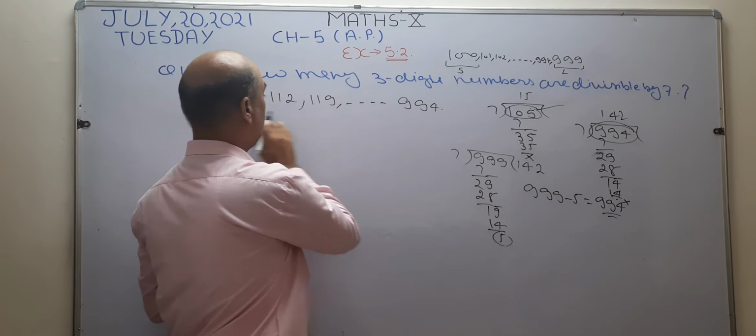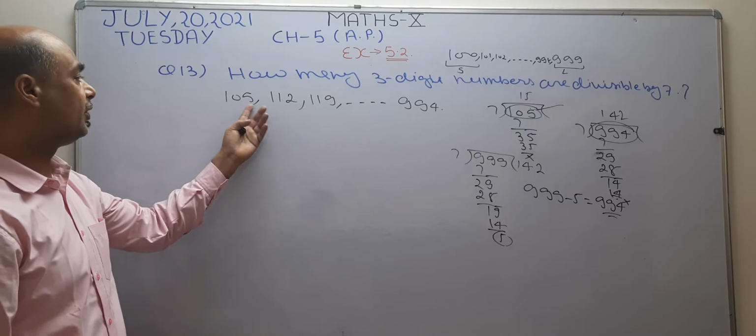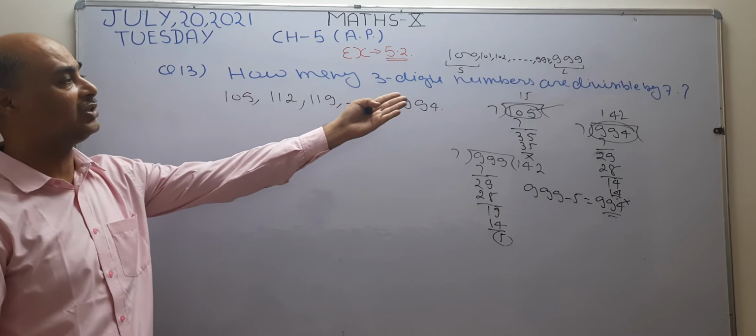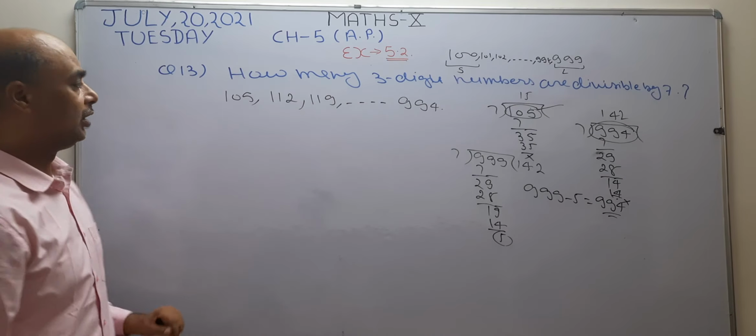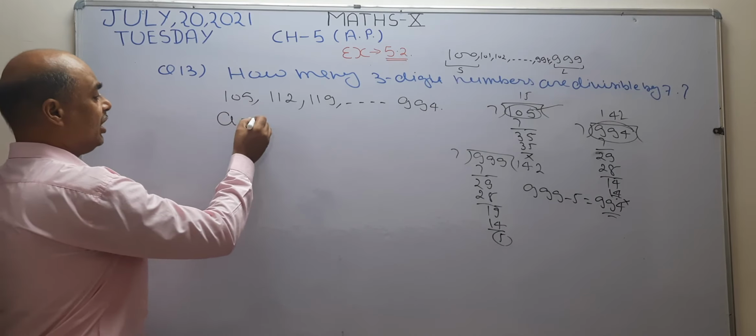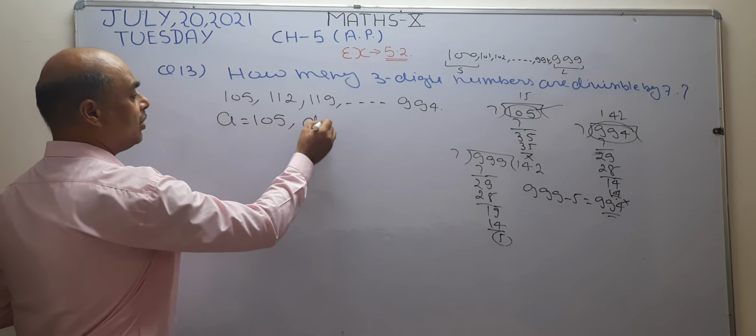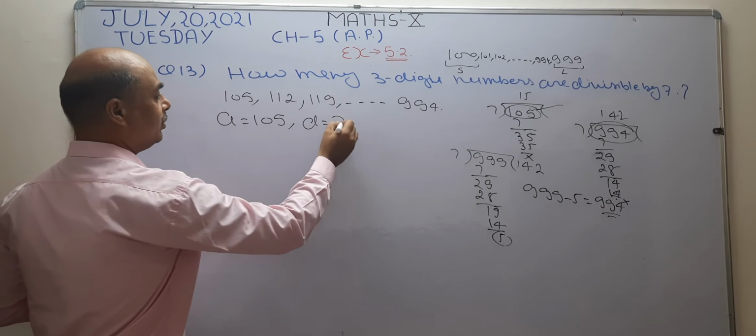Now the AP is completed. Okay? Since this is an AP, why is this an AP? Because the difference between all the terms remains the same. What is the difference? 7 is the difference. Now, what is the first term? The first term A is 105. What is the common difference? The common difference is 7. 112 minus 105. A2 minus A1 becomes 7.